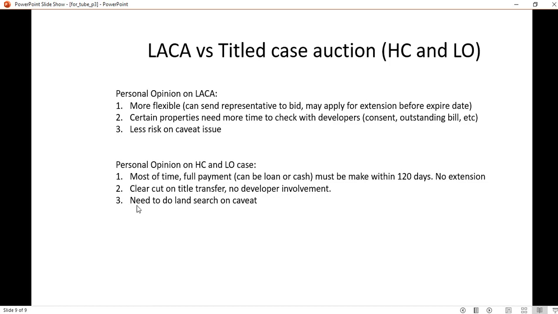However, because it's an individual title, there are risks of caveat. So before the auction, the bidder has to do a land search on caveat and deal with the caveat if there is one.